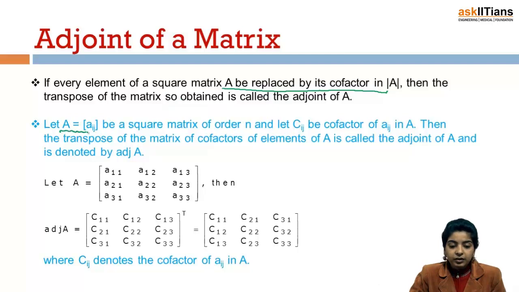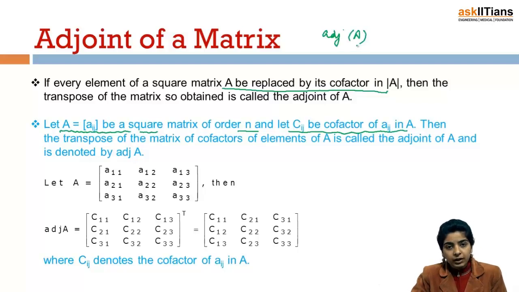The thing will be clearer by this definition. Suppose A equal to Aij is a square matrix, and it is of order n. Cij is the cofactor of Aij in A. Then the transpose of the matrix of cofactors of elements of A is called the adjoint of A, and is denoted by ADJ, that stands for adjoint, and in bracket we write A. So this means adjoint of A.